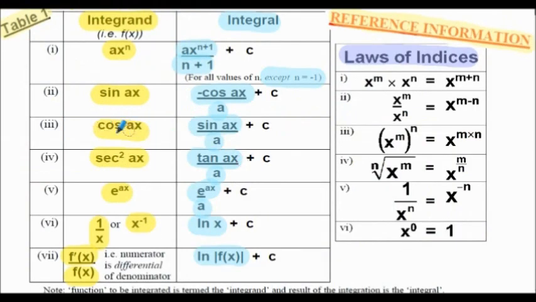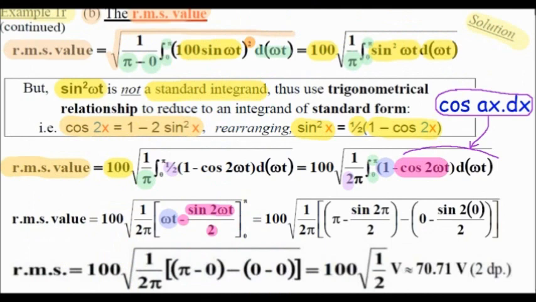So again, thinking cos ax integrated with respect to x becomes sine ax divided by a. So we have in this case cos a omega t, where the a is 2. So that becomes sine a omega t divided by the a. Again, trying to think of this as cos ax integrated with respect to x, this is cos 2 omega t integrated with respect to omega t. So the a is 2 and the x is omega t.